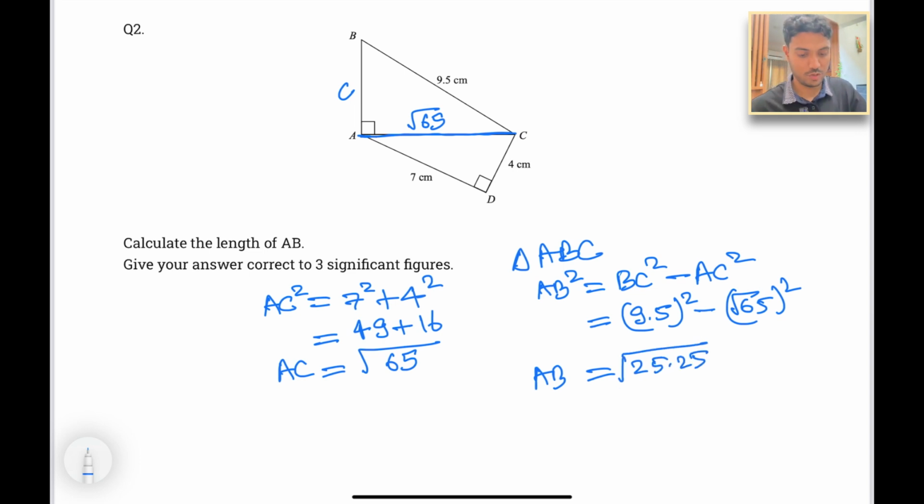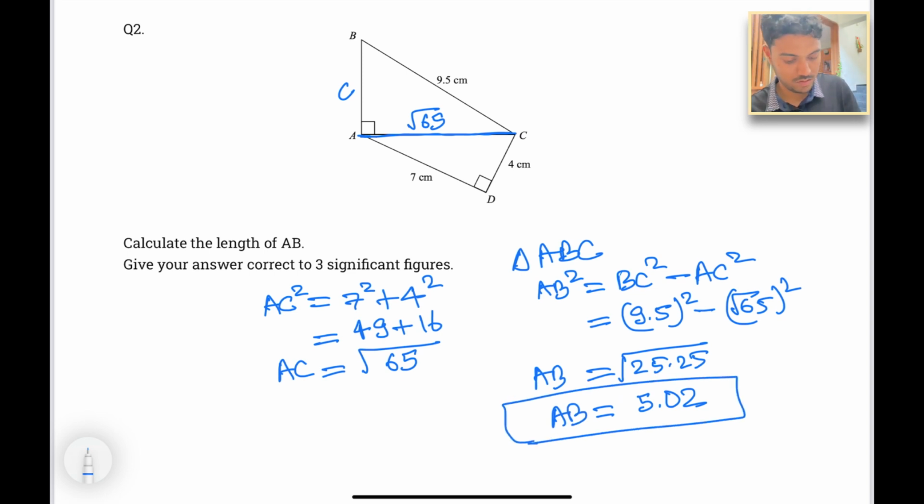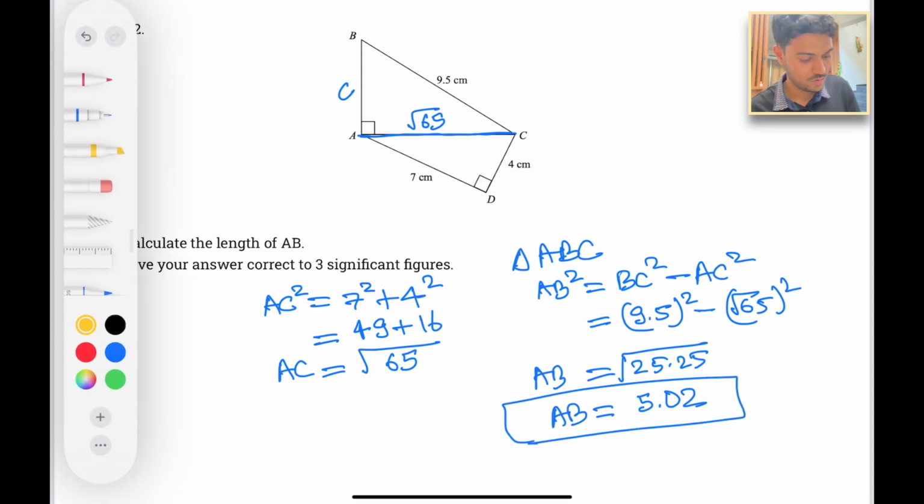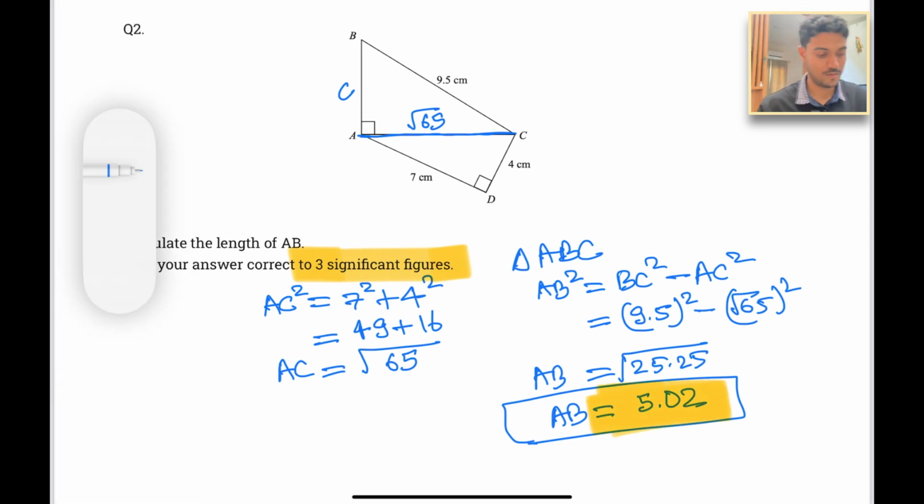So under root of 25.25 will be 5.02. That's the side AB, correct up to 3 significant figures. It's 5.02. Let's check the next question.